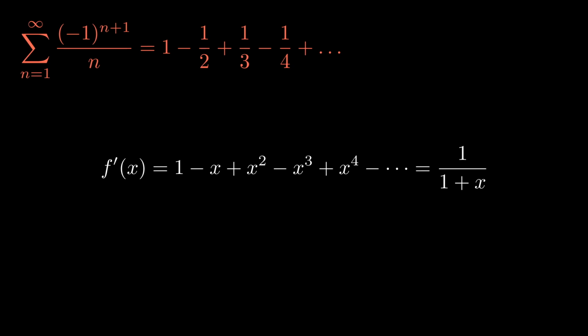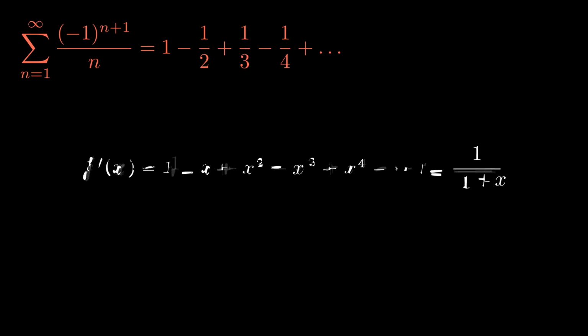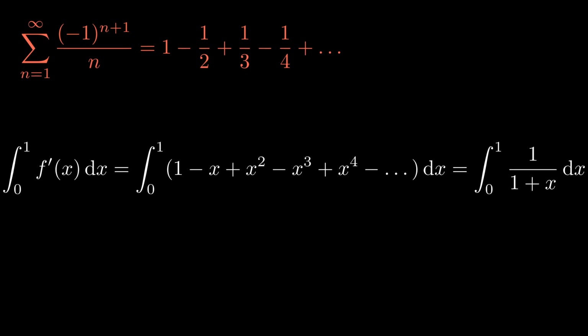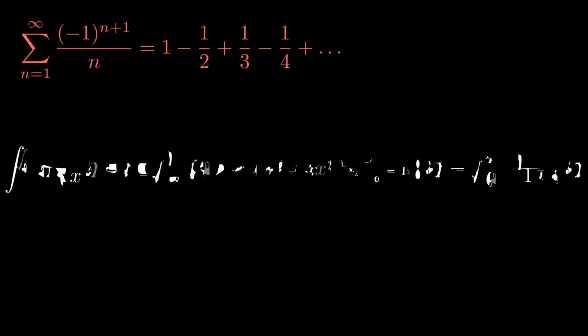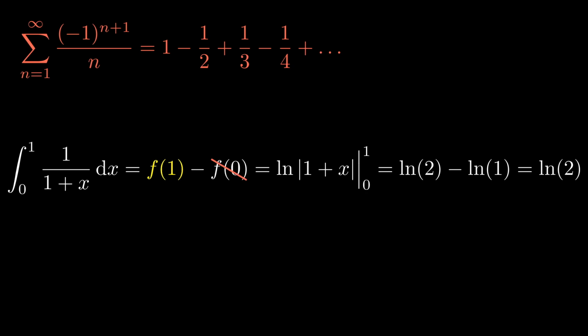And you may have noticed that this is the Maclaurin series for the function 1 over 1 plus x. Remember, we're looking for f of 1, so we can integrate from 0 to 1 to get from f prime back to f. Integrating from 0 to 1 gives the natural log of 1 plus x evaluated from 0 to 1, which is simply the natural log of 2.